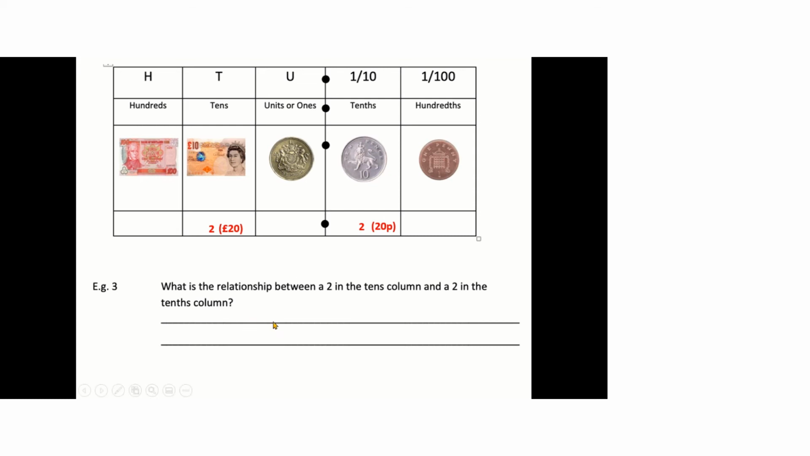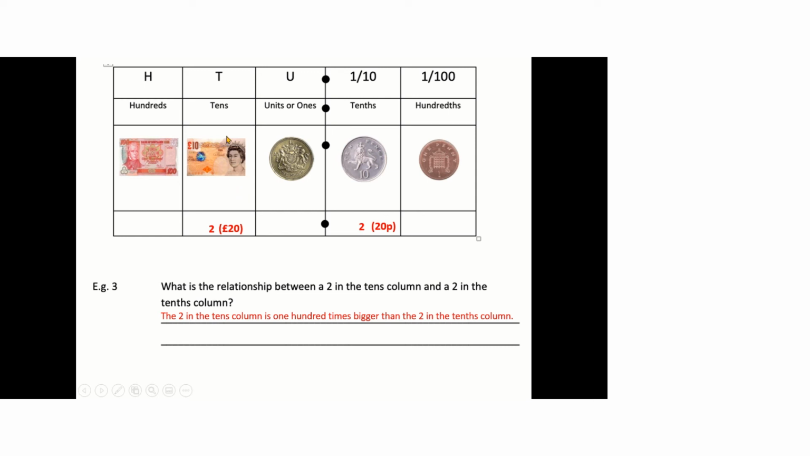So that's our first sentence, and we start our first sentence with the column that we've been given. The 2 in the tens column is 100 times bigger than the 2 in the tenths column. Let's write the opposite sentence. We're going to start off with the tenths column. What's the relationship with the 2 in the tenths column with the 2 in the tens column?